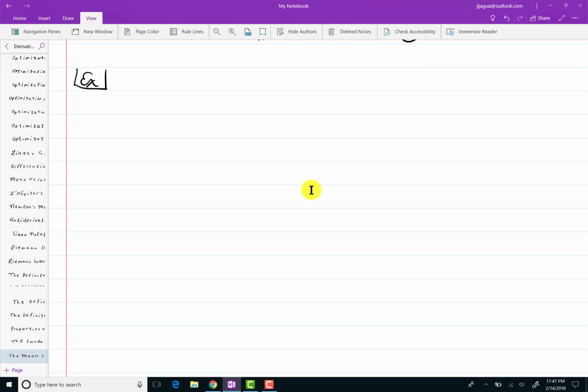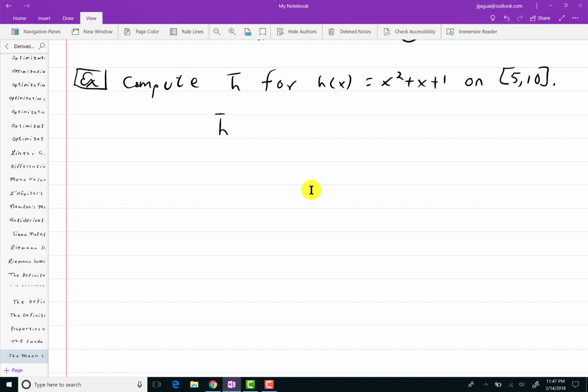One last example. Compute h bar for h of x equal to x squared plus x plus 1 on 5 to 10, the closed interval 5 to 10. So h bar equals 1 over 10 minus 5 times the integral from 5 to 10 of x squared plus x plus 1 dx. This equals 1 over 5.